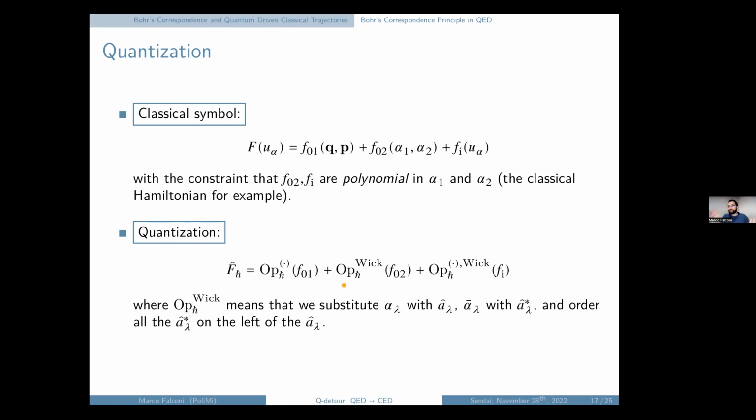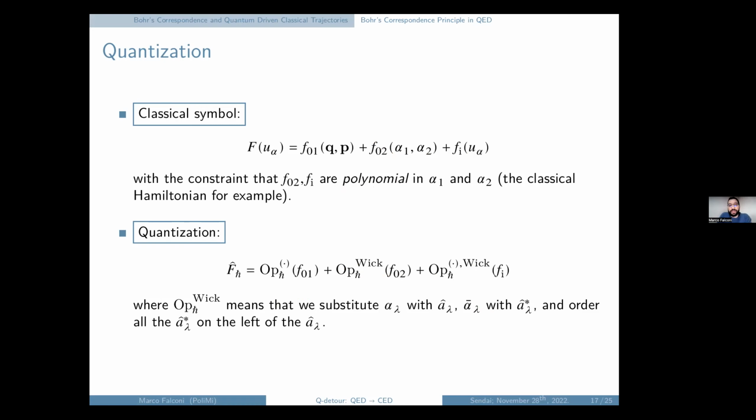We don't have tools like Fourier transforms, Lebesgue measures, and so on. So what we can do is just this so-called Wick quantization. Wick quantization means that you replace every alpha with an annihilation operator, every alpha bar that appears in your symbol with the creation operator, and you put all the creation operators on the left and the annihilation operators on the right. It's also called the normal order.